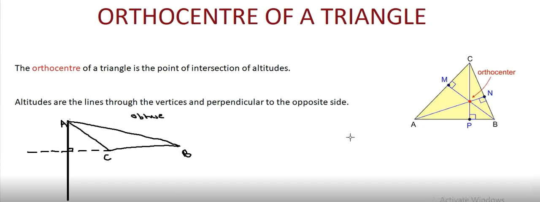Now consider the vertex C. The opposite side of C is AB. So we can easily draw a perpendicular line here. Here the angle will be 90 degree. Now I am extending this line, because this is one altitude. We have to find the point of intersection of altitude, right?